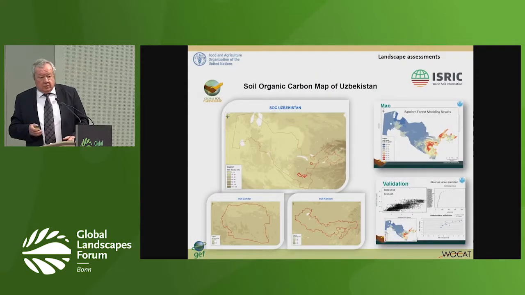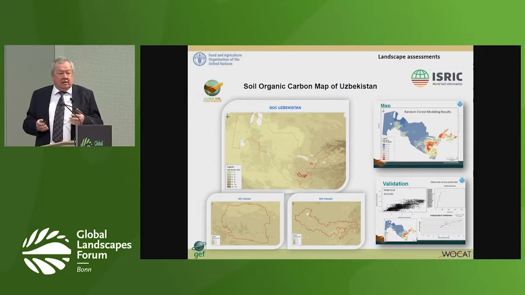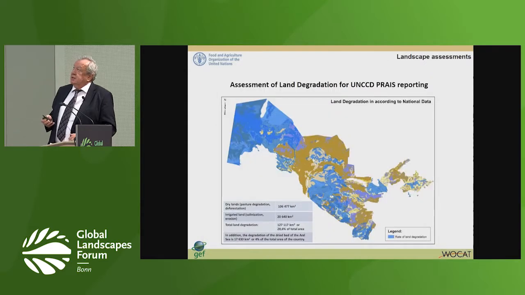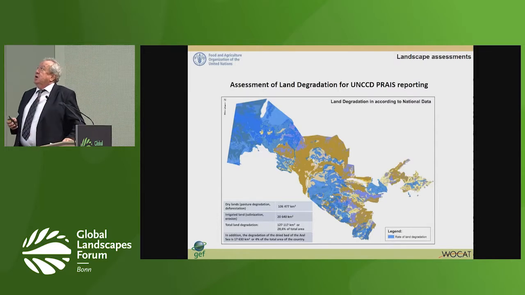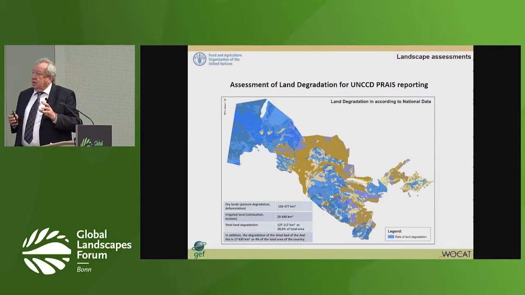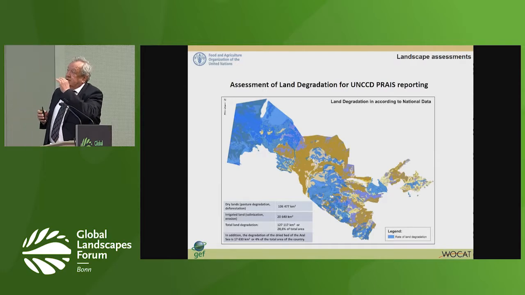Next one, due to this work, we carried out a soil organic carbon map of Uzbekistan. It helps us to understand what has happened in Uzbekistan now. And of course, we carried out an assessment of land degradation for UNCCD price reporting, and we carried out some maps, because roughly 30% of our lands are subjected to land degradation. That is why we carried out such a map with the ranking of all the systems of degradation in our republic.